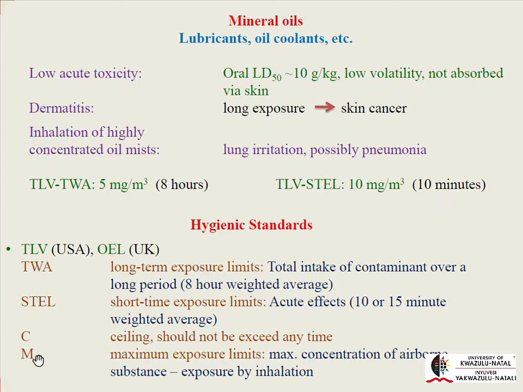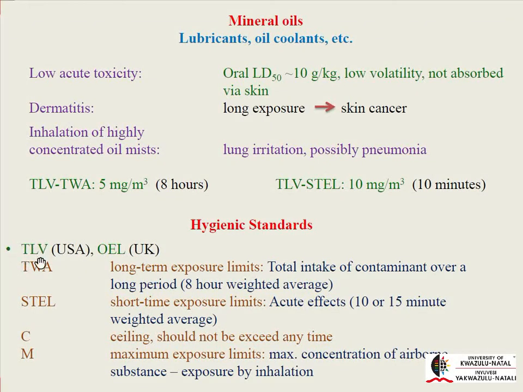Okay, so looking at some of the typical exposure values. So this is your threshold limit value exposed over a time-weighted average. And that time-weighted average is typically the length of a typical shift cycle, so an 8-hour work cycle. Okay, so TLV, TWA is the total intake of contaminant over a period of 8 hours. Your short-term exposure limit refers to very acute effects, so exposure to a chemical for at least 10 to 15 minutes.